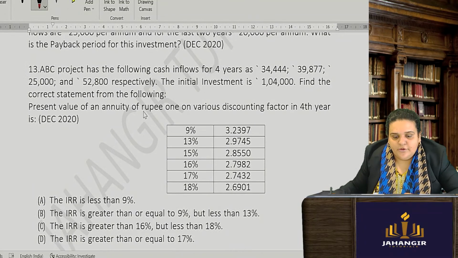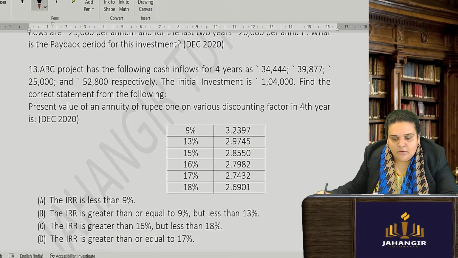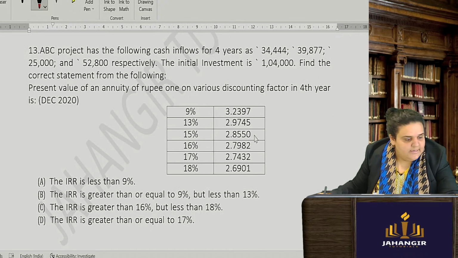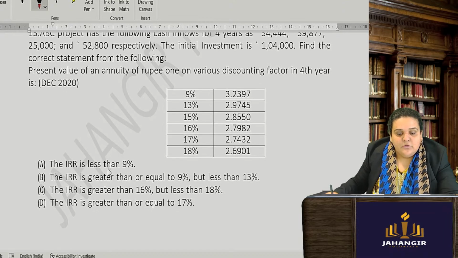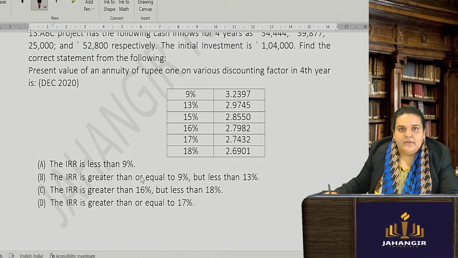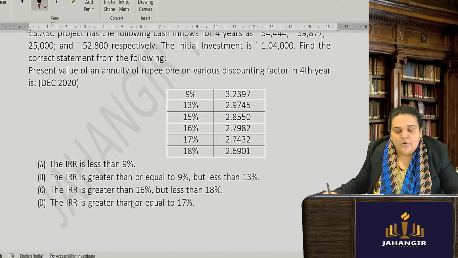Present value of an annuity of ₹1 on various discounting factors. They have given me various discounting factors at 9%, 13%, 15%, 16%, 17% and 18%. In the 4th year, they have already calculated that and given it to me. So they are asking what is the correct statement. IRR is less than 9%, or IRR is greater than 9% but less than 13%, IRR is greater than 16% but less than 18%, or IRR is greater than or equal to 17%.